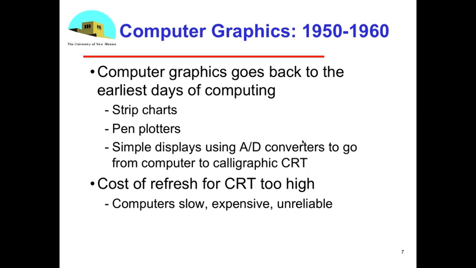So all you really had was some sort of an analog digital converter that converted from what was in the computer out to some signals that controlled how the strip chart or the pen plotter worked. There were cathode ray tube displays, but they were pretty slow because the computers were slow. Something like your cell phone now is far more powerful than any computer then, and the computers that were available when people first got interested in computer graphics would take up a room, have thousands of vacuum tubes, and cost millions of dollars.